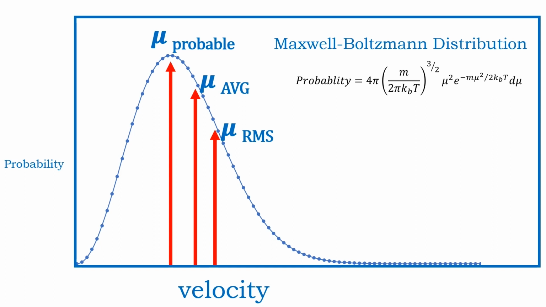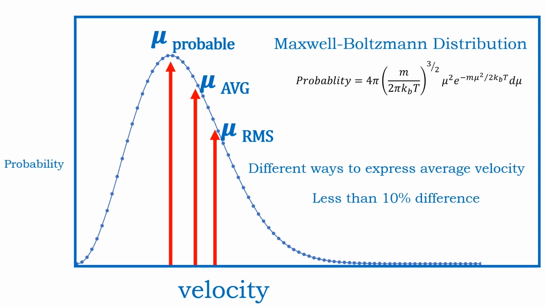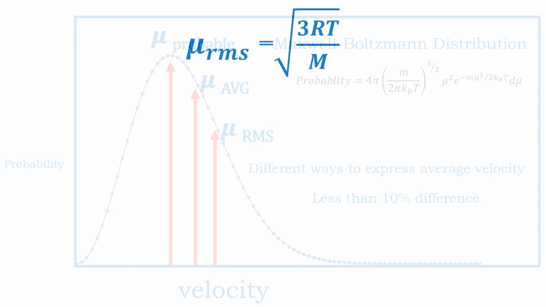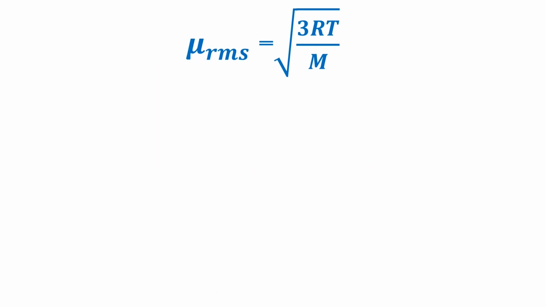The point being is that mathematically there are different ways to express an average velocity, and the root mean square is one of them. In the end, there is a less than 10% difference in the average velocity and the root mean square velocity. The most important point is understanding the general trends from the equation.